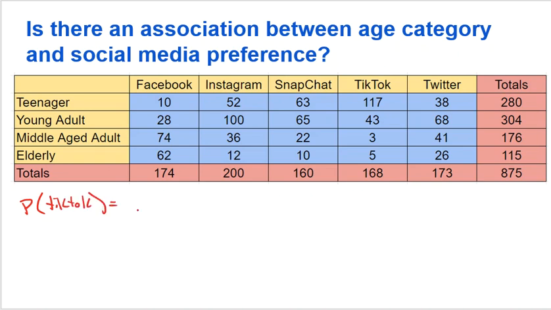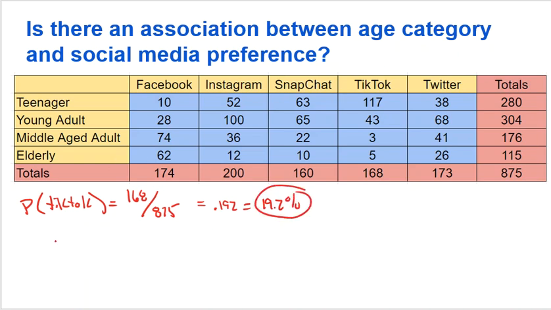Okay? And again, I'm only looking at one thing and one thing only, TikTok. And that's 168 total people out of 875. Grab a calculator if you need to. 168, I'm using my calculator right now, out of 875 is 0.192, or 19.2%. Then, that's the marginal, right?